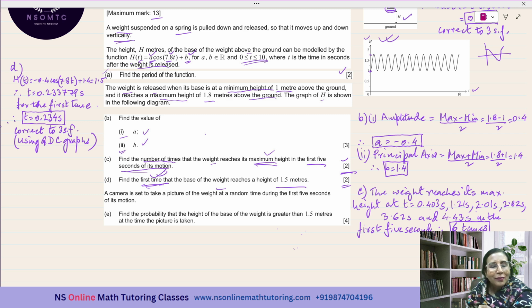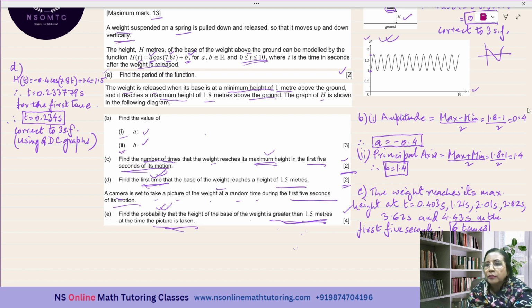Okay. Now, a camera is set to take a picture of the weight at a random time during the first 5 seconds of its motion. Find the probability that the height of the base of the weight is greater than 1.5 meters at the time when the picture is taken. It contains 4 marks. Probability is what? Number of favorable outcomes divided by total number of outcomes. That is the probability formula.